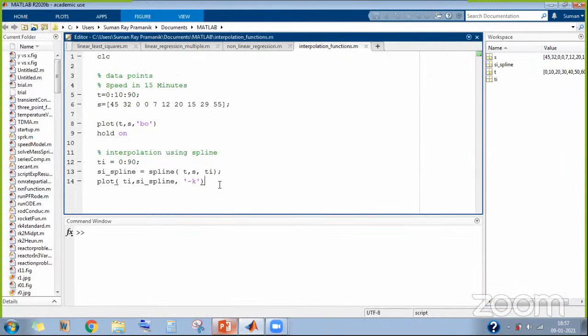Now we will go and interpolate using pchip.